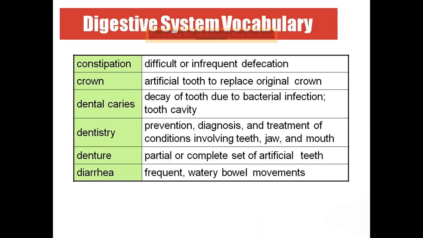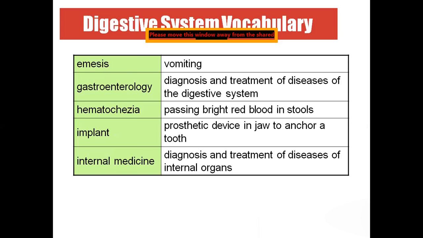And diarrhea, which is quite the opposite of constipation. The stools will be watery and frequent, so they lose more water and salts from the body. That will be mostly replaced by ORS or saline. Emesis. Emesis is the medical term used for vomiting.